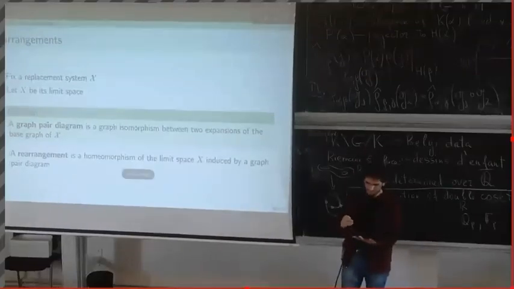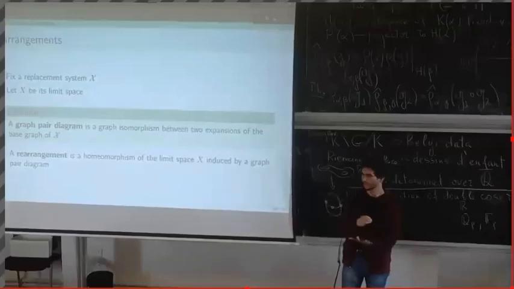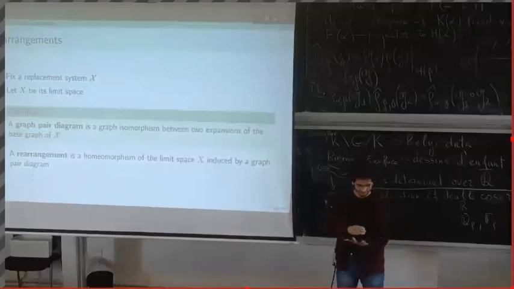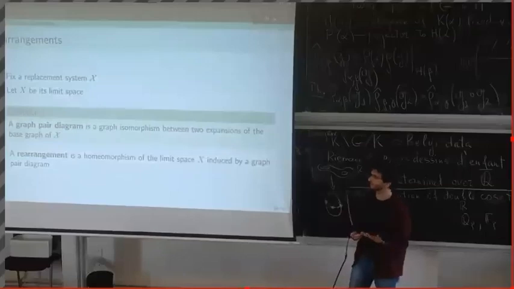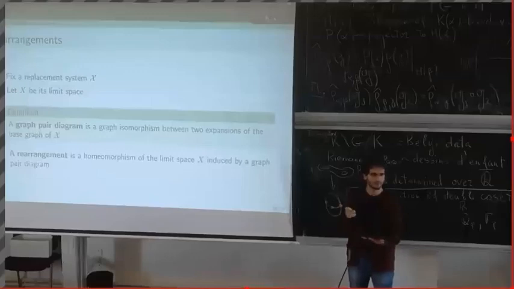Here, as we did with Thompson group F, we fix a way to replace things and to subdivide things. So we fix a replacement system. We, of course, fix its limit space, and then we define the elements in this way. We say that a graph pair diagram is just a graph isomorphism between 2 expansions of the base graph. Where by expansions, I don't think I told you, I just mean the base graph after I, of course, replaced a few edges finitely many times, which is the same as dyadic subdivisions, right? You take your main object and then you subdivide it finitely many times and you're done. You take 2 of them and you take some sort of isomorphism between them.